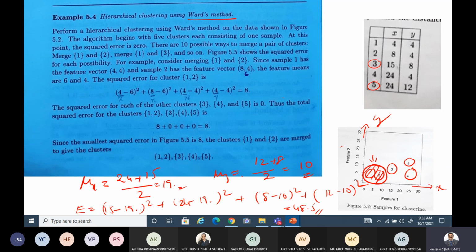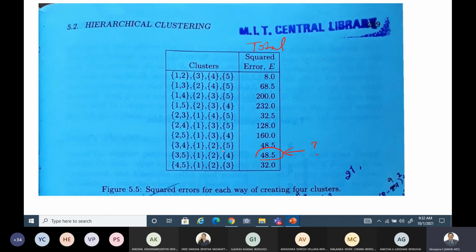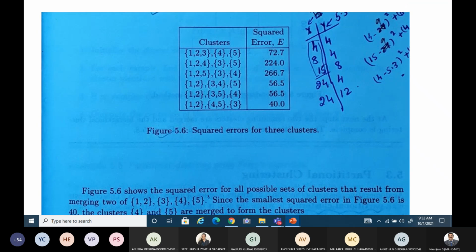Fine. So now similarly you have to calculate the other possible combinations and find the total squared error for each. Once you calculate, the procedure is to find the minimum or least value. Among them, this is the list. So this combination could be chosen for getting 4 clusters. Then you go iteratively to get 3 clusters. What are the possible 3 combinations you can do? All this you tabulated.